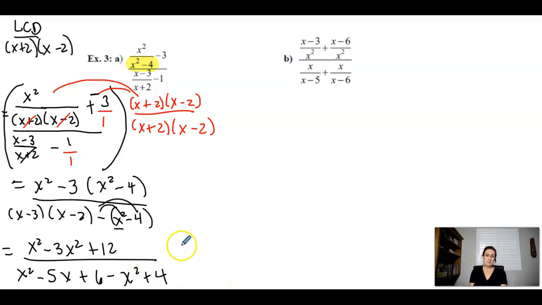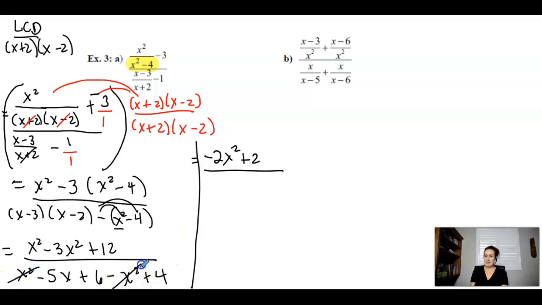Okay, I'm going to combine my terms right now. So let me come back up here. I have x squared minus 3x squared, which is subtract 2x squared. And I have a plus 12. In the denominator, I have the x squared and the negative x squared cancel. So that's negative 5x. And I have a plus 10.